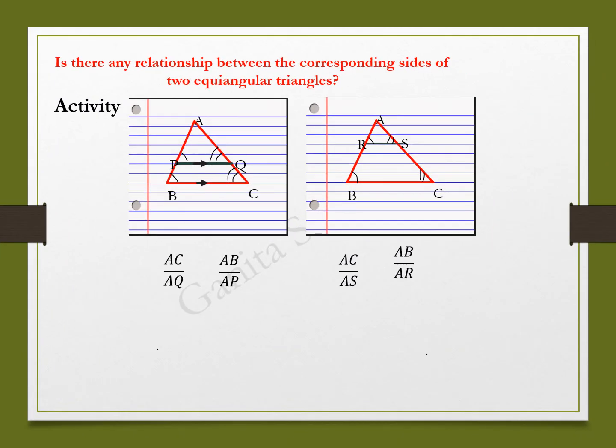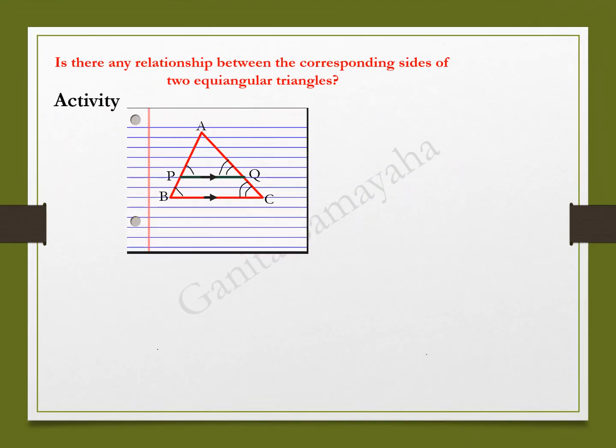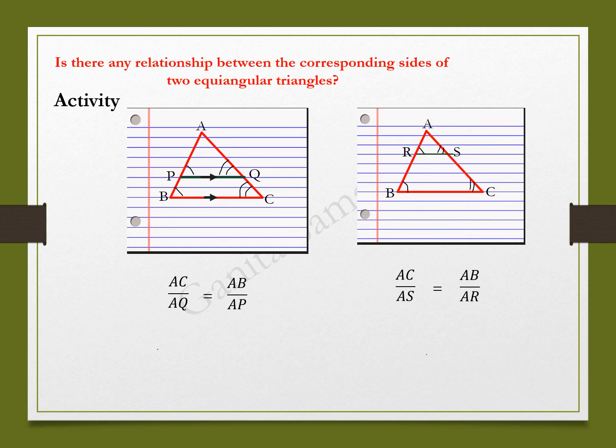Fine. Now we have got two sets of triangles, isn't it? So in the first one, we found out the value of AC by AQ and the value of AB by AP. What did you find, children? Yes, you would have got that to be equal, isn't it? And similarly, when you found out AC by AS and AB by AR, you found out those two ratios also to be equal. So what did we do?